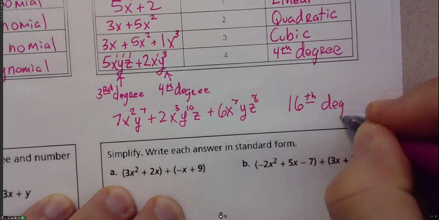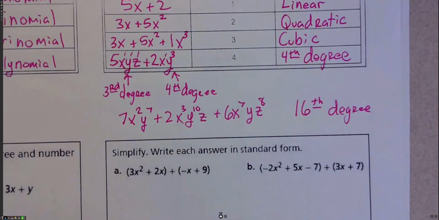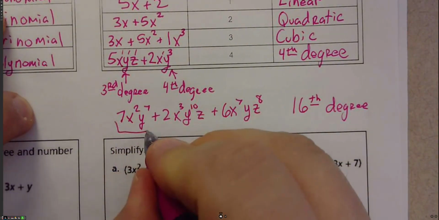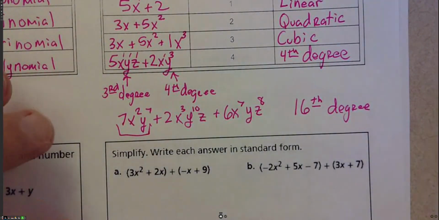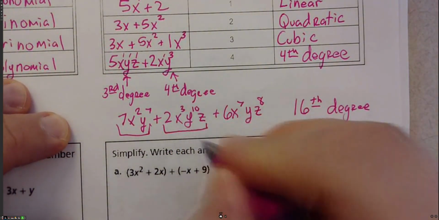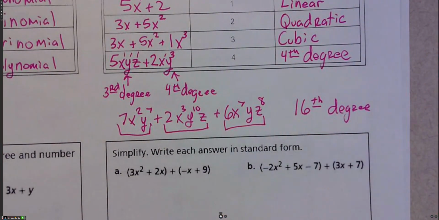Oops, my bad. Remember, each term is its own thing, right? So this right here is 9. Is that the highest? No. This one here is 14, and this one is 16. We only name it based on its highest term degree. So that would be called 16.